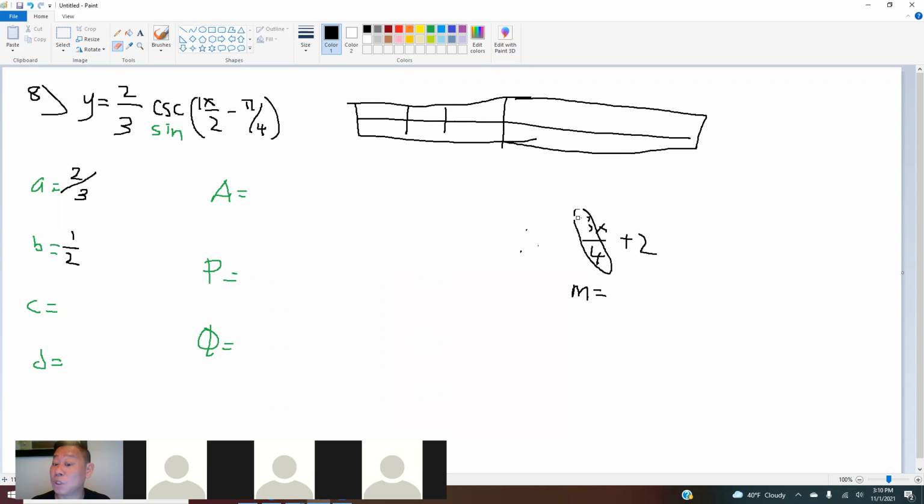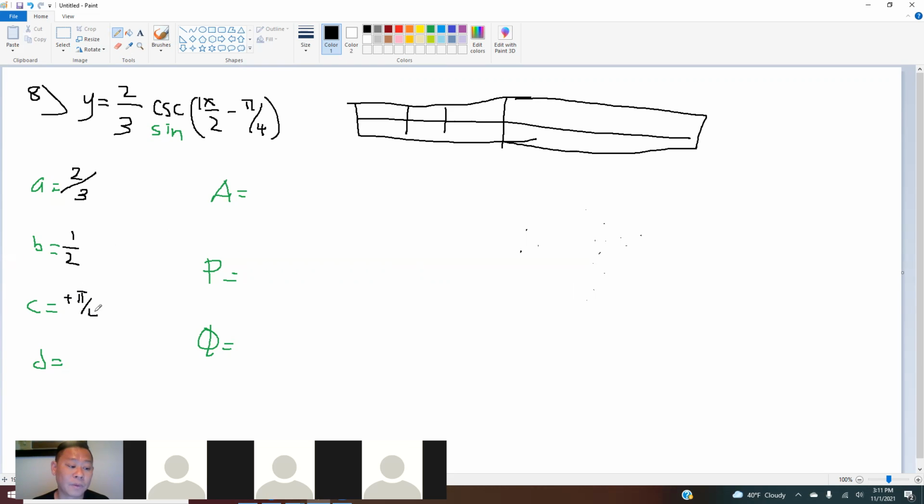Don't forget to switch it around. Okay. So for C, it's inside the parentheses and your sign will be switched around. So it's not negative pi over 4, should be what? Positive pi over 4. So make sure you guys know this. It means that if you say negative, means you move to the left. This one actually moved to the right.